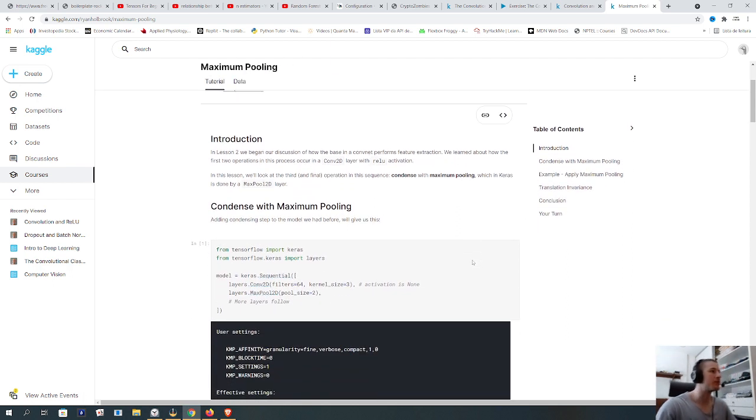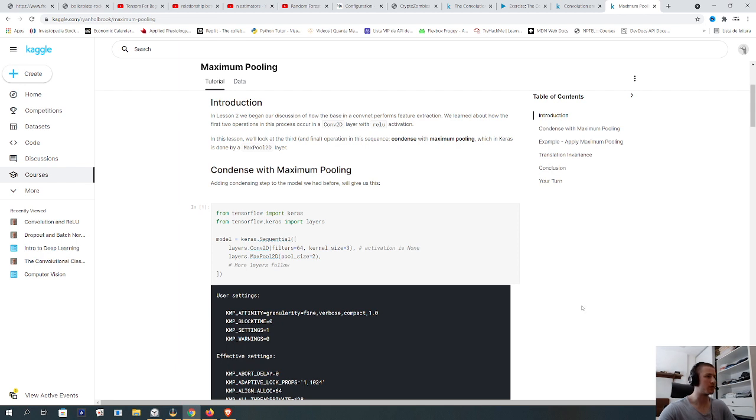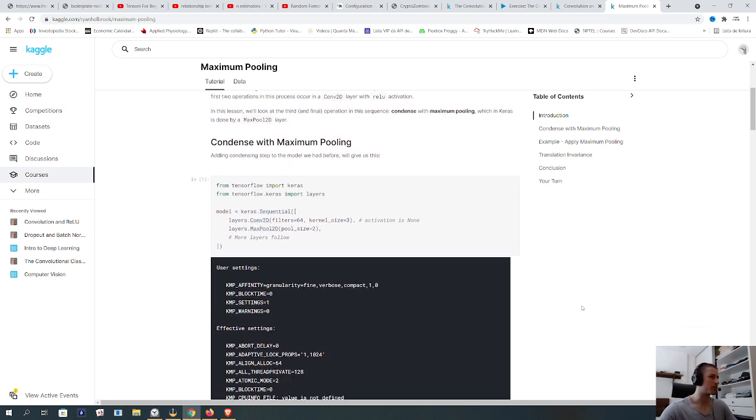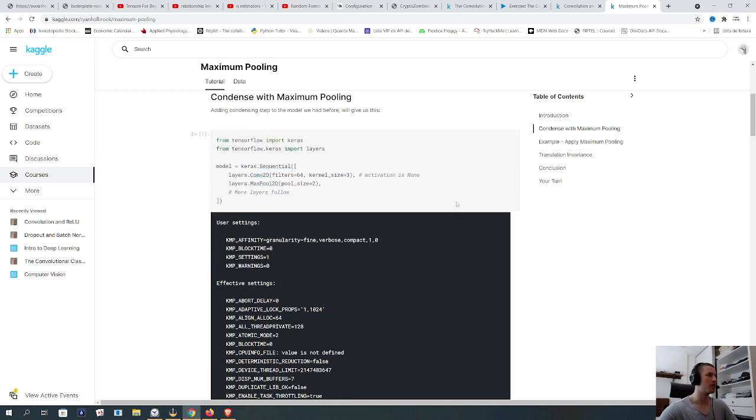Lesson 2 began our discussion of how the base in the convnet performs feature extraction. We learned about how the first two operations in this process occur in a Conv2D layer with ReLU activation. In this lesson, we'll look at the third and final operation in this sequence, condense with maximum pooling, which in Keras is done by a MaxPool2D layer. Condense with maximum pooling. Adding a condensing step to the model we had before will give us this.